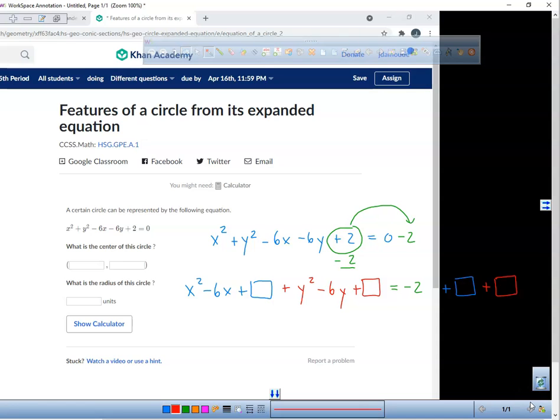You're probably wondering, what are those empty boxes, those empty squares, for? What we have to do is what's called complete the square. Now this is not a difficult process. This is quite easy, but we're trying to get it into this form. I'm going to go over here.